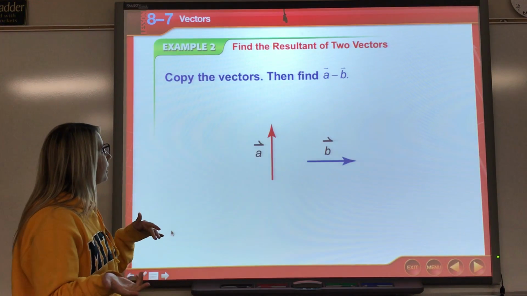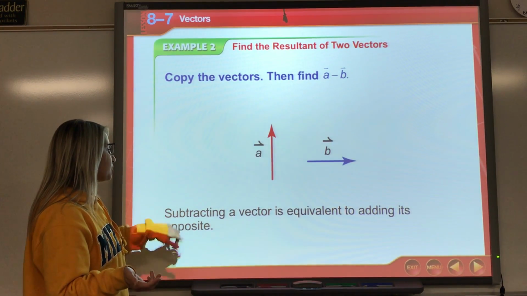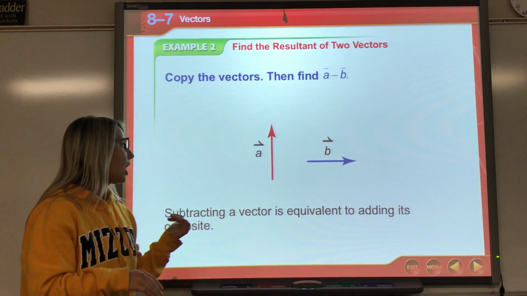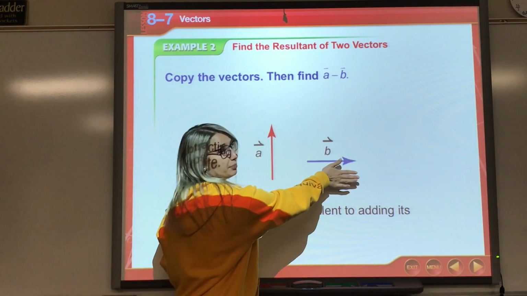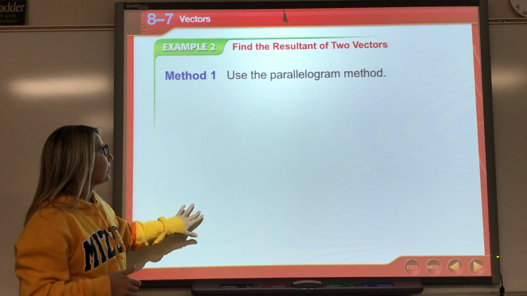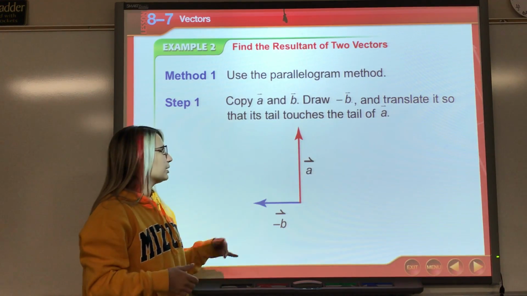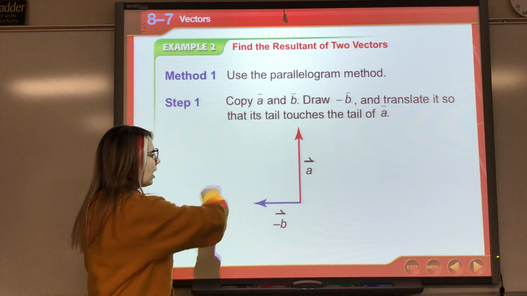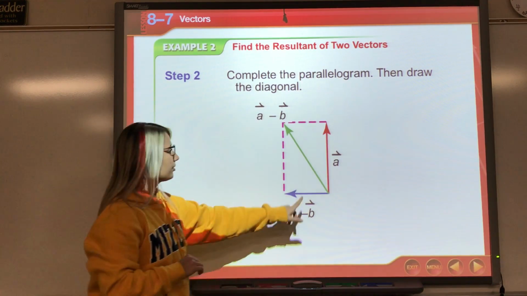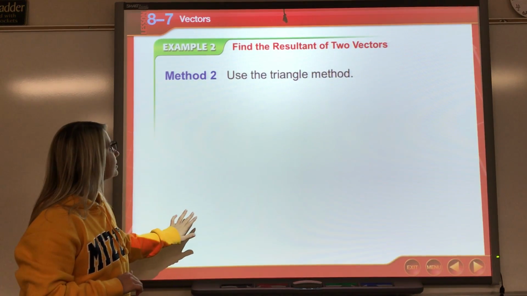Okay, so for this one, we have A minus B. Subtracting a vector, B, is the equivalent to adding its opposite. So we would take B here and flip it over, which would be negative B. Okay, so there's that negative B. This is like the parallelogram, so we're going to copy A and B and then create its diagonal, and that would be vector A minus vector B.